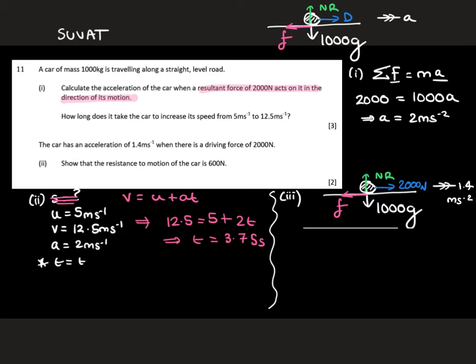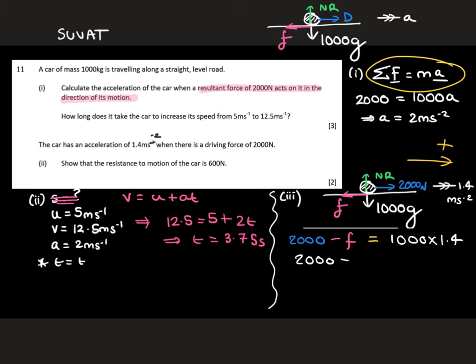There does appear to be a small typo in the question here. That should be an acceleration of 1.4, not -2 there. And we've got to find the resistance to motion and show it is 600 newtons. Newton's second law of motion, up here. I'm going to choose going to the right as positive. So we have 2,000 newtons minus F, there's the resultant force. 2,000 newtons in the positive direction, F in the negative direction, which equals the mass of 1,000 multiplied by the acceleration of 1.4. So 2,000 minus F equals 1,400. So it's very easy to see that F is equal to 600 newtons.